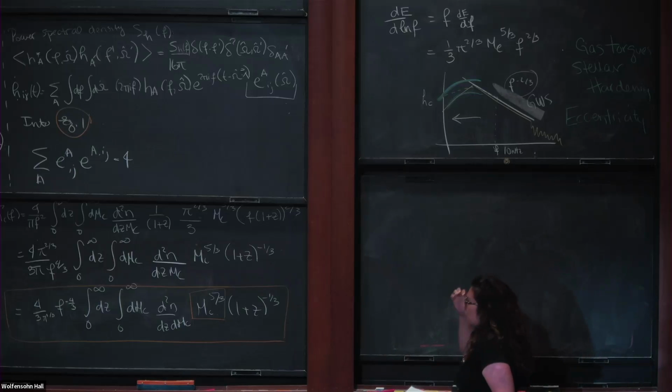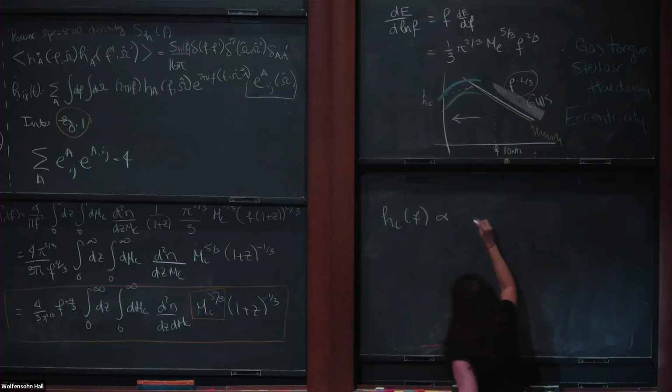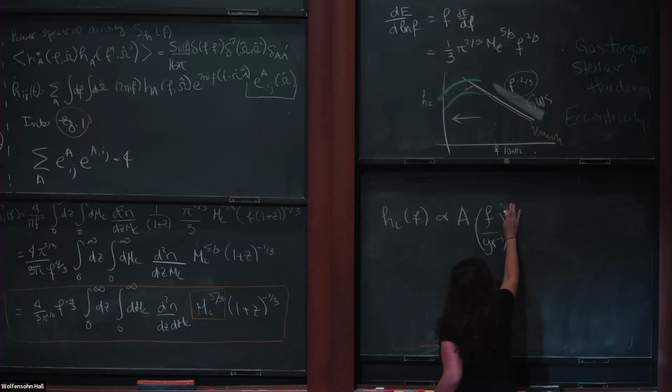And just try to take you to where we're at right now with these measurements. So we know that the characteristic strain scales like some amplitude times frequency to the minus 2/3, that we typically report at a reference frequency of 1 over a year.